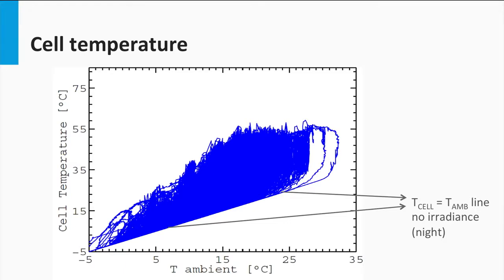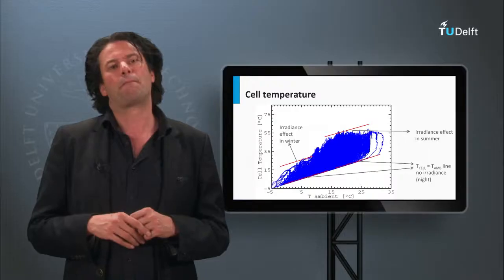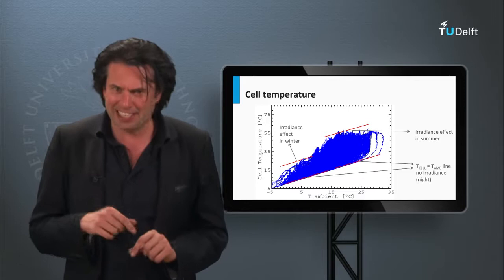The uneven spread of the cell temperature above the ambient temperature can also be explained. When the cell temperature is closer to the ambient temperature, this is because the impact of irradiance is lesser, meaning these set of points correspond to the irradiance and ambient temperatures during winter. Similarly, when the T-cell values go much higher than the ambient values, it's because the irradiance effect in the summer is quite high. This gives us some fascinating insights.